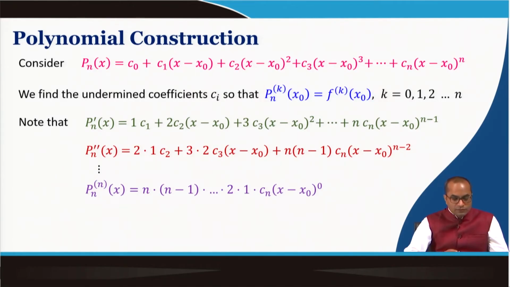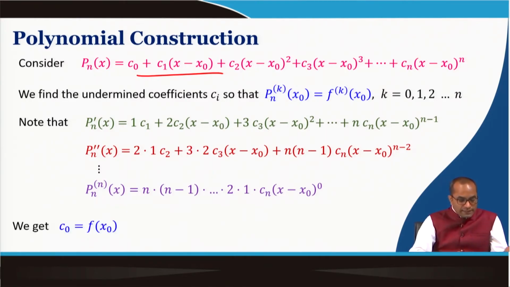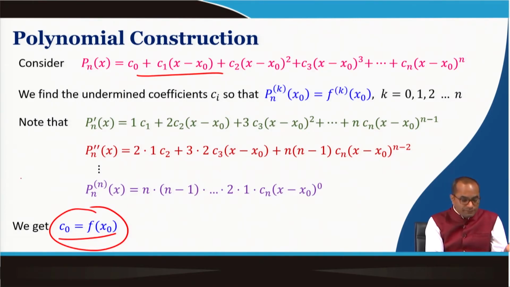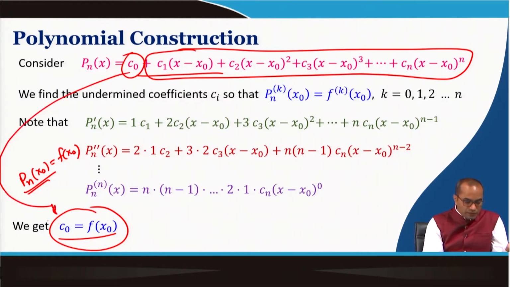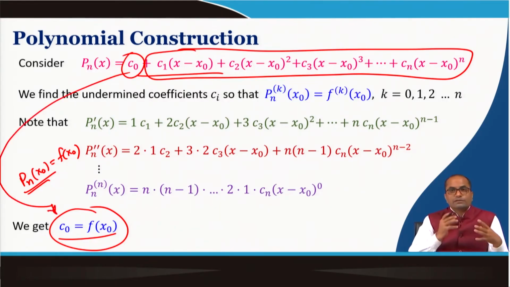And what is interesting now, and that is the idea of considering such a special form of this general nth degree polynomial. If we apply the first condition that Pn at x naught should be equal to f at x naught, all these terms will vanish at x naught, only C naught will remain, and therefore out of this first restriction we get the first coefficient, C0, which is equal to f at x naught.